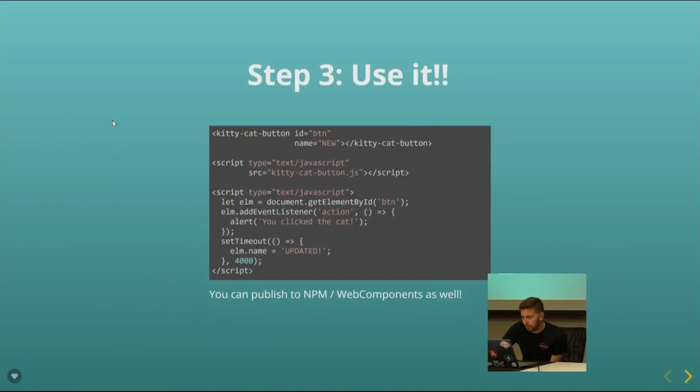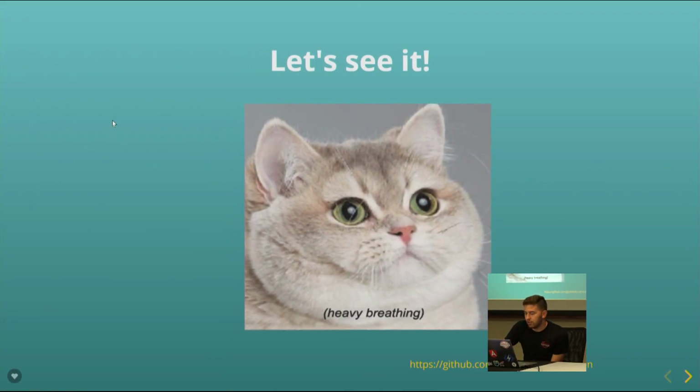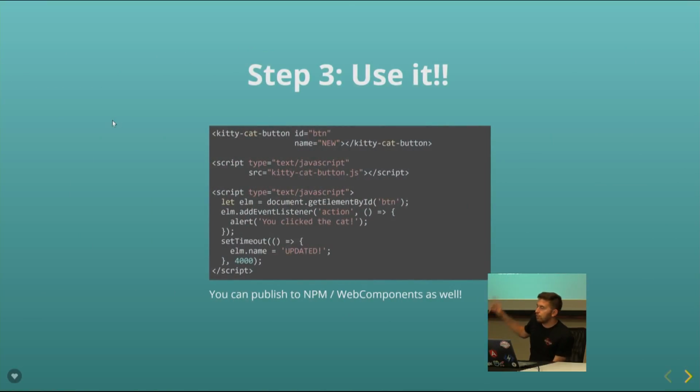All right, so we'll go back to here. And one thing to note: you can publish web components to npm, but there's also a web components registry that you can publish to. If you go to webcomponents.com, I think it's .com, there's a whole list of web components that you can pull into your application right away.